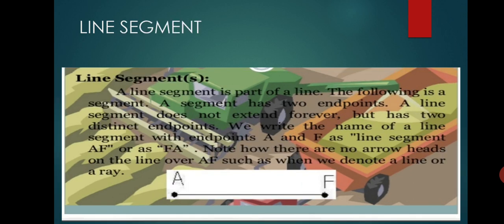Line segment. A line segment is a part of a line, and it has two endpoints. A line segment does not extend forever because it has a fixed length. It's a part of the line. When we give the name, we say that here we are taking AF. So AF line segment, or we will just draw a line on AF.